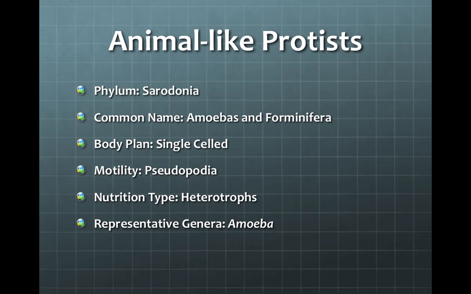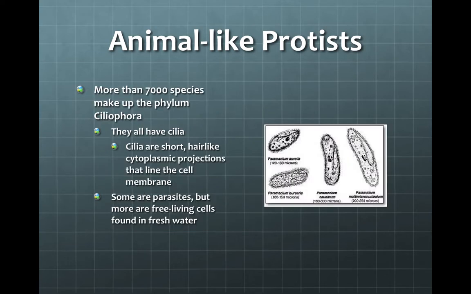All right, so here's the little profile of it. The phylum is Sarcodina. They are amoebas and foraminifera. They're single-celled. They have pseudopods, and they are heterotrophs, which means they have to get their food from somewhere else. And their genus is amoebas.